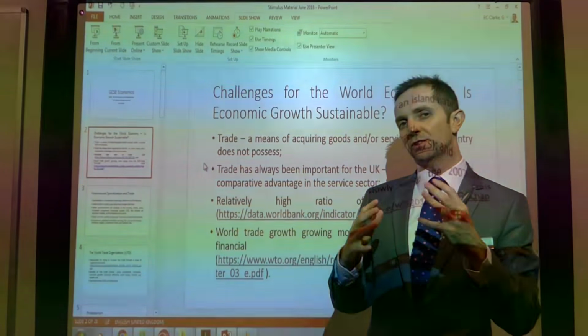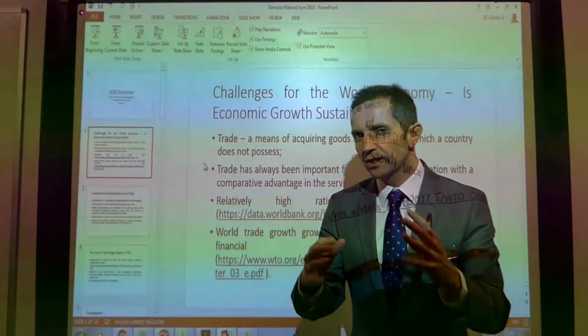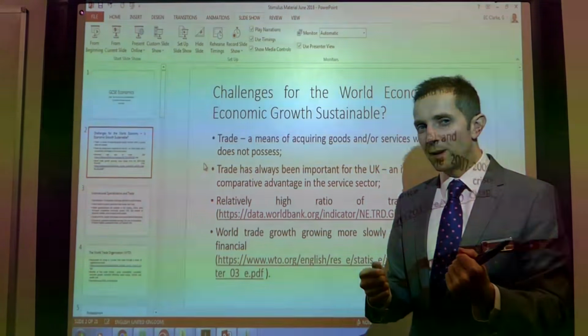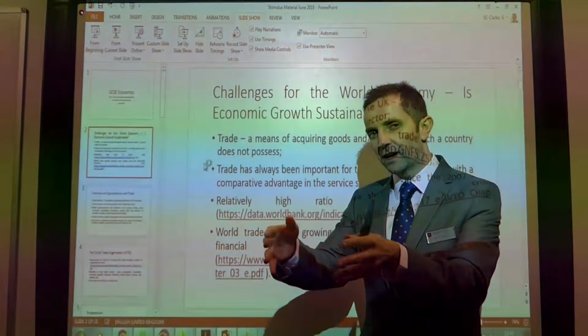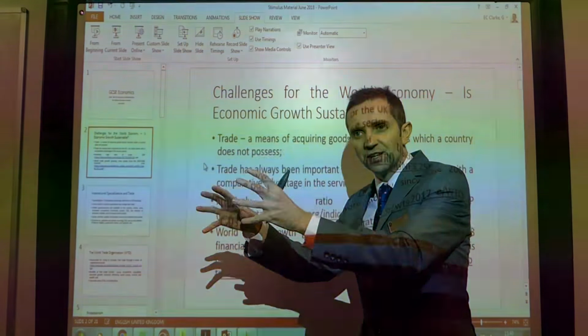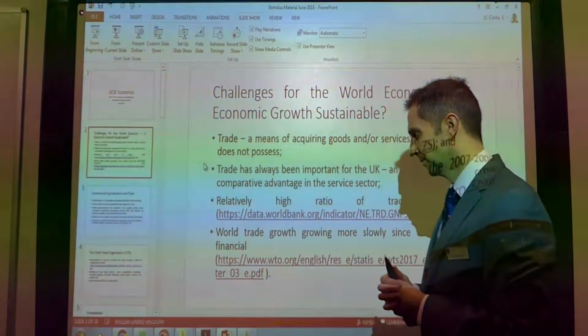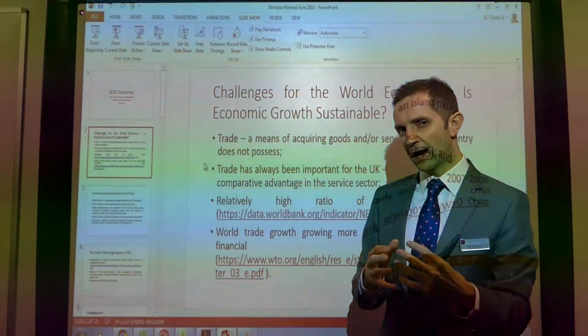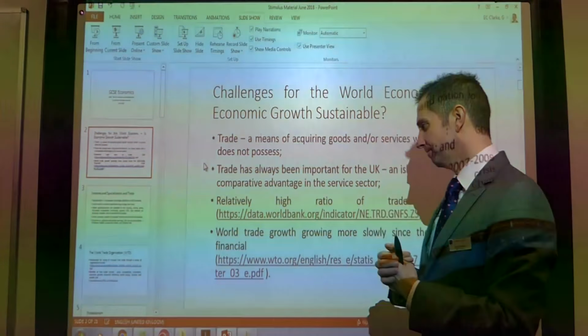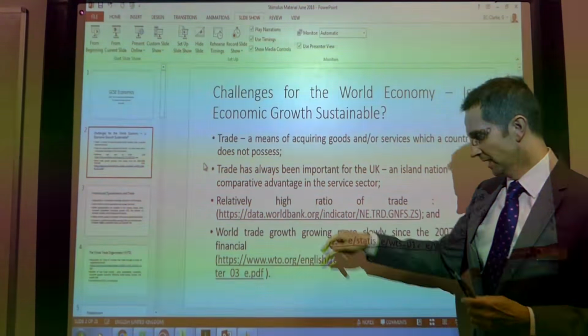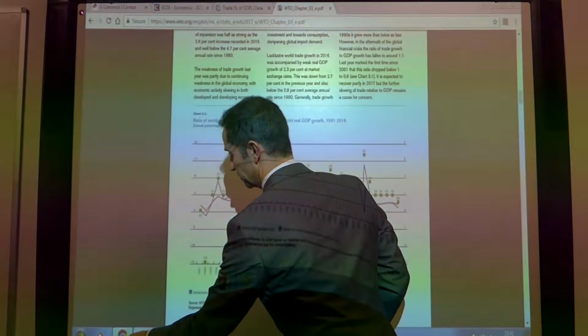Those of you who study economics, even at GCSE level, will be familiar with the whole notion of the aggregate demand equation: consumption plus investment plus government expenditure plus net exports, that X minus M component, which is our trade. Well, that now in the UK accounts for, in terms of its proportion of trade to GDP, around about 60%. And there's a little link here which I'll very briefly show you.